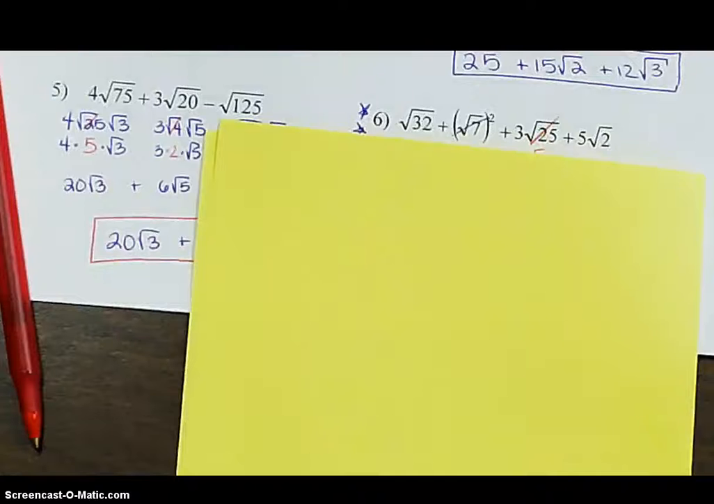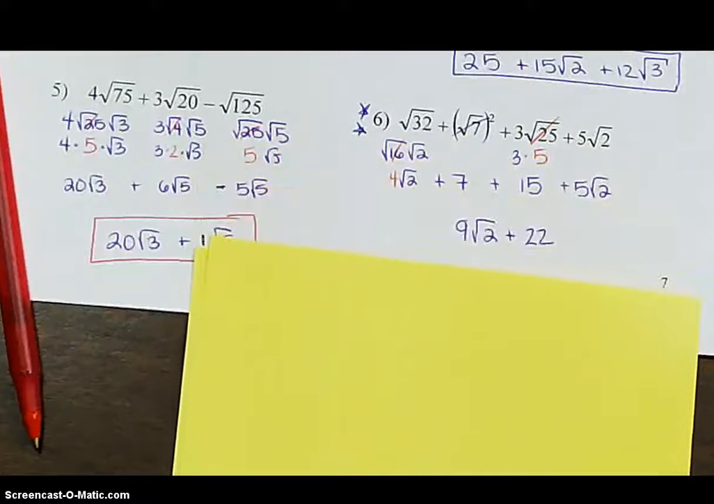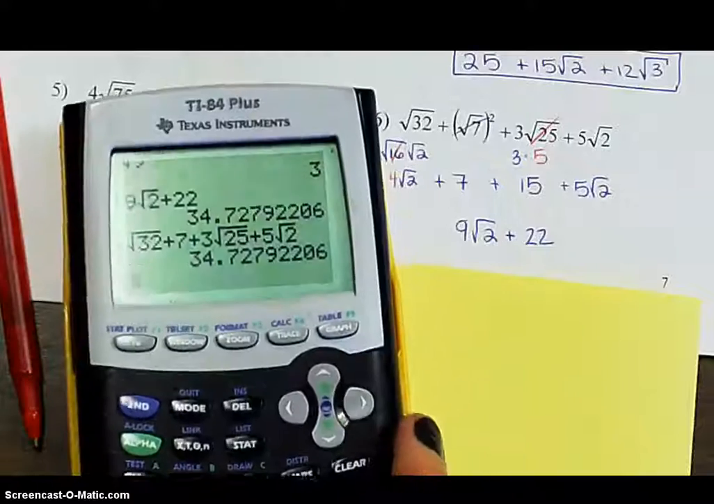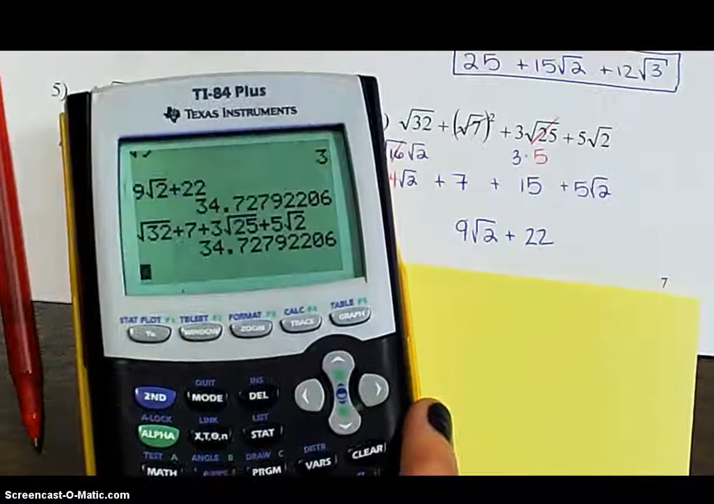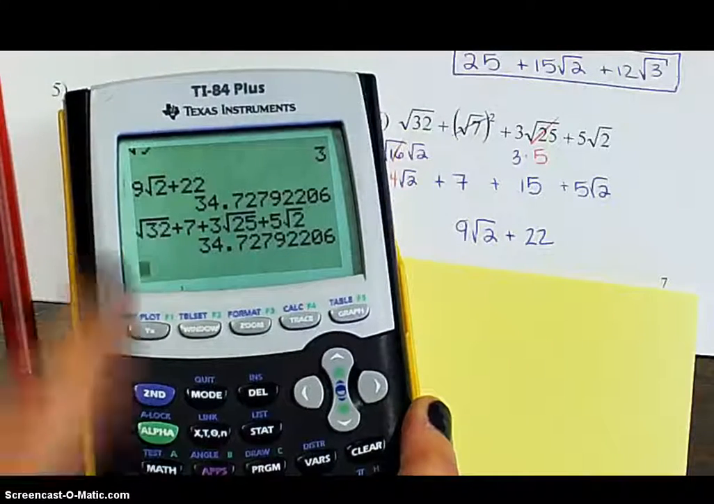All right, let's see how it went. So did you end up with 9 radical 2 plus 22? As a reminder, you can always double check in the calculator by plugging in your solution and the original expression.